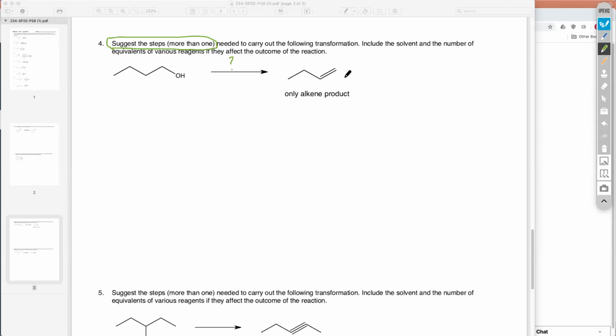So it turns out here that if you try to just do an elimination with, say, H2SO4 in its concentrated form, this would not be the only alkene product. In fact, this would be the minor alkene product. So that means concentrated H2SO4 is not the way to go. However, if we want to form only this alkene product, if we think backwards, we did have a pretty straightforward way to do that.